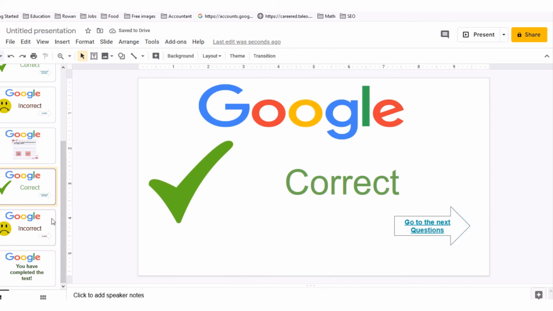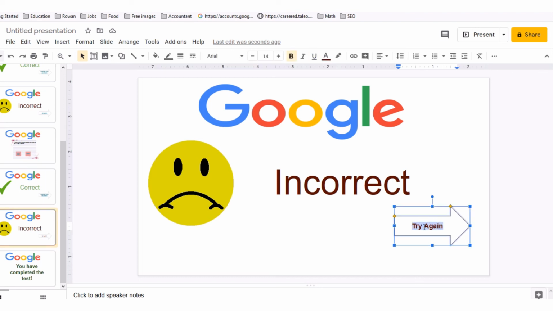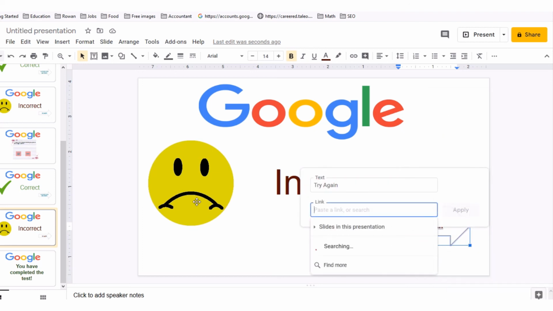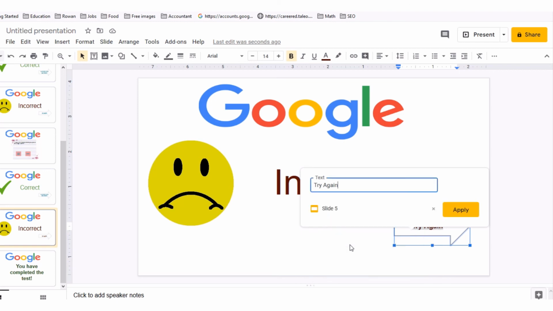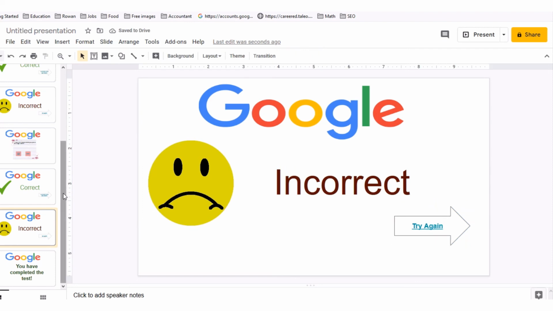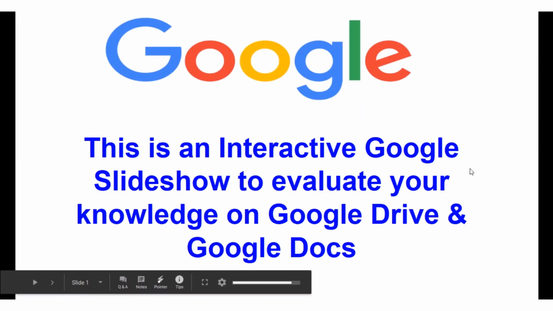Okay, and then for the incorrect answer, where it says try again, we want to make sure this is linked to the second question. So where it says try again, you're going to highlight it, you're going to right click, you're going to link it to, and my second question is slide 5. Click on slides in this presentation because you're linking everything in this presentation, and we're linking it to slide 5. So you see slide 5 here, we're linking it to slide 5, you're going to say apply. All right, so if we did everything correctly, this should work perfectly. If not, then we can correct it.